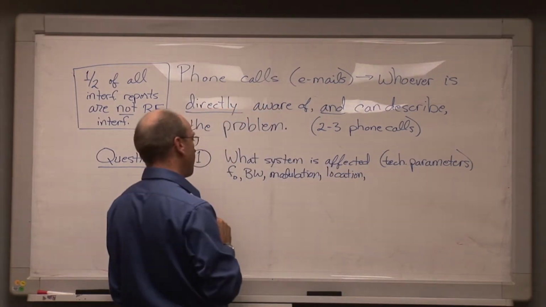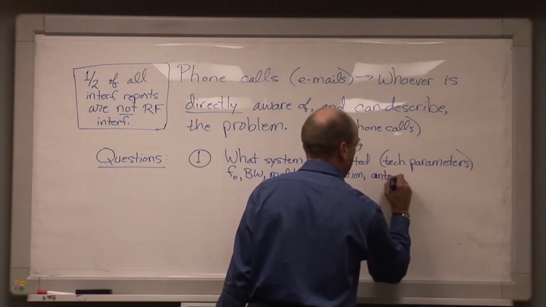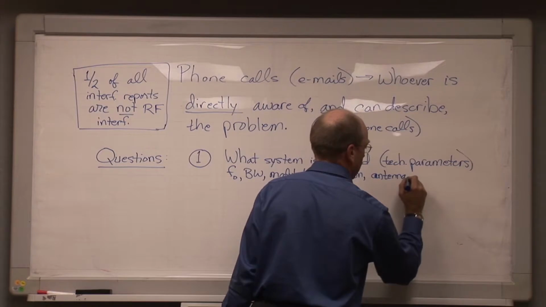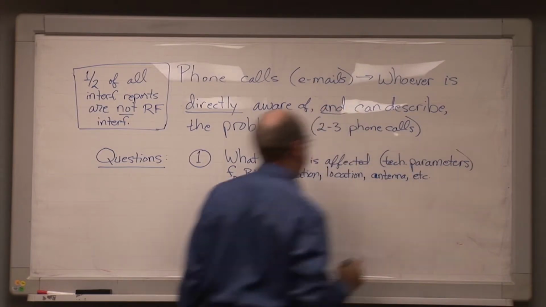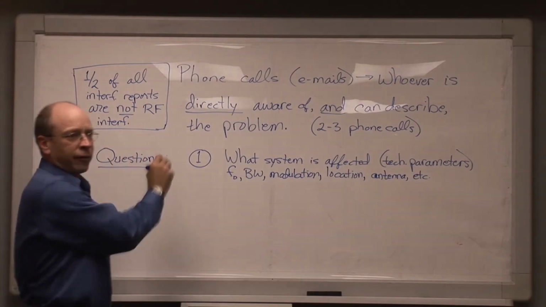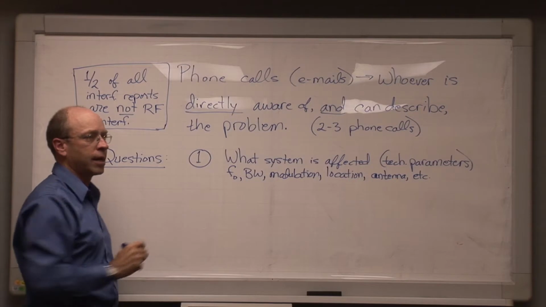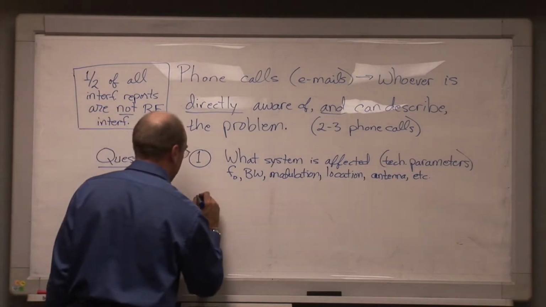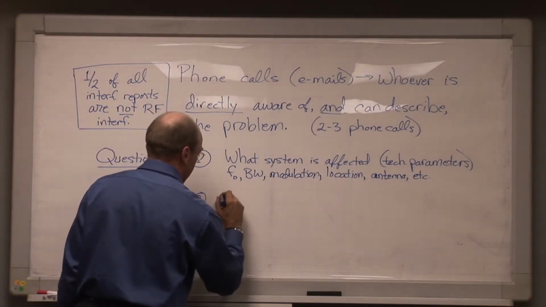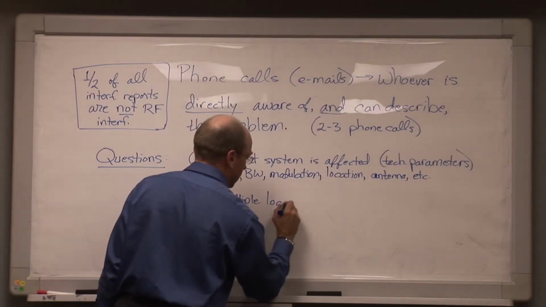You're going to want to get its antenna characteristics. That's very important, etc. Get as much of that as you can. Try to get it directly from the operator. Again, reference books and sources like the government master file may not really contain the right information for the system. Try to get it directly from the system operator. Second, are there multiple locations being affected?